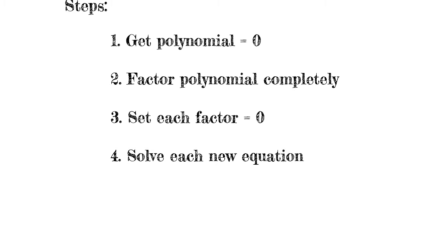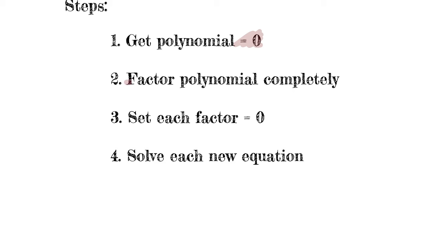Okay, so these are the steps to solving polynomial equations. First, we have to get that polynomial equal to 0. Sometimes it is already equal to 0. If not, we may have to do some addition, subtractions to get it equal to 0.